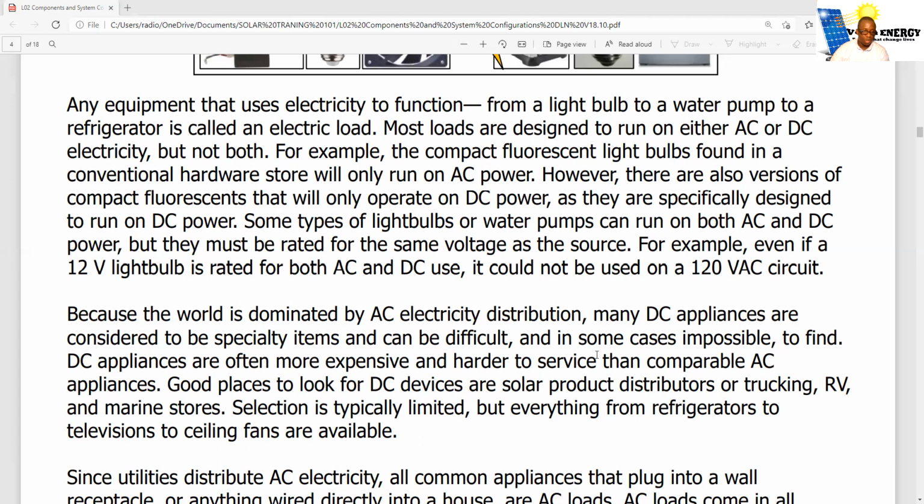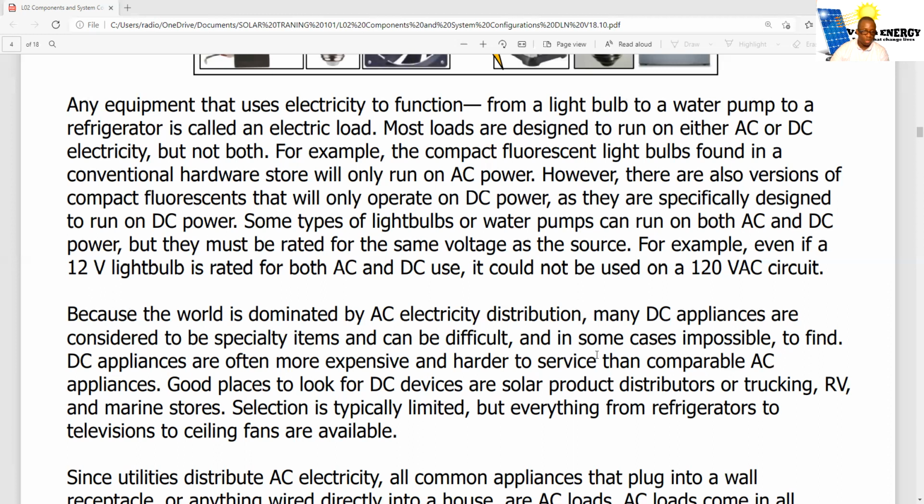So they consider DC appliances as specialty items and they can be difficult, in some cases impossible, to find. DC appliances are often more expensive and hard to service than comparable AC appliances. Good places to look for DC devices are solar product distributors or trucking, RV, and marine stores.